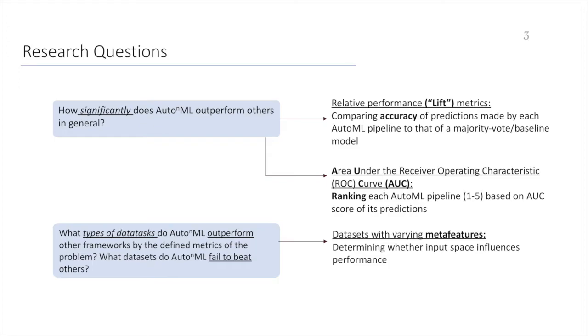Finally, we wish to understand the types of datasets that AutonML outperforms other frameworks and the datasets that AutonML fails to beat others. We answer these questions by using datasets with varying metafeatures and determining whether the input space to each AutoML influences its performance.